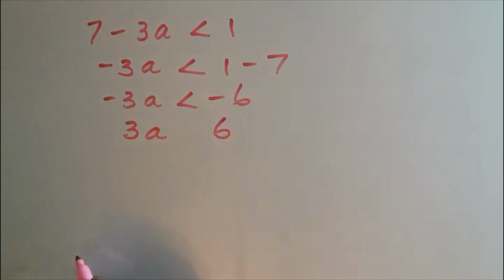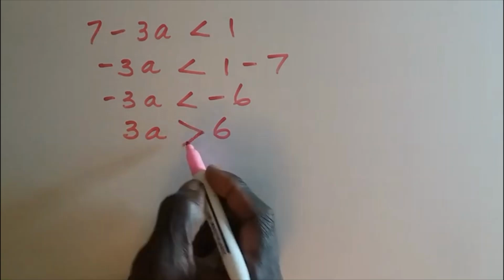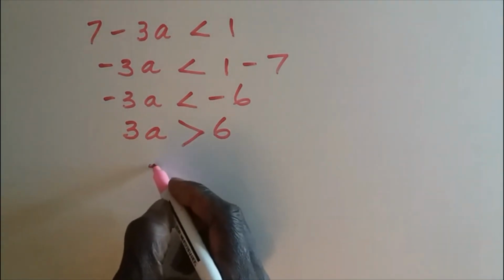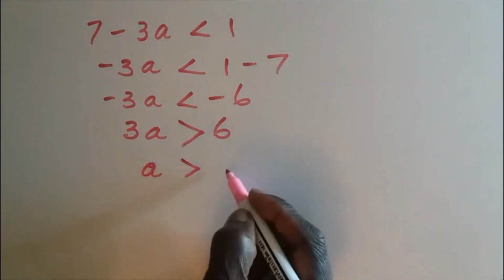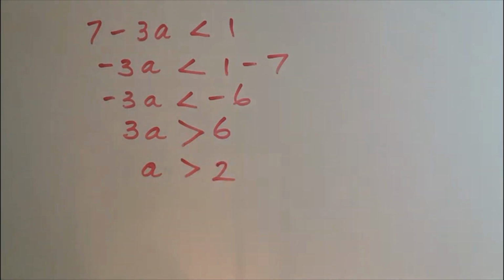But now that we've multiplied by a negative number, we must reverse the symbol. So now we have greater than. And now to get a on its own, we divide both sides by 3 to have a is greater than 6 divided by 3, which is 2. So if we were to plot this on a number line, we'd have values to the right of 2, not including 2. So a greater than 2.